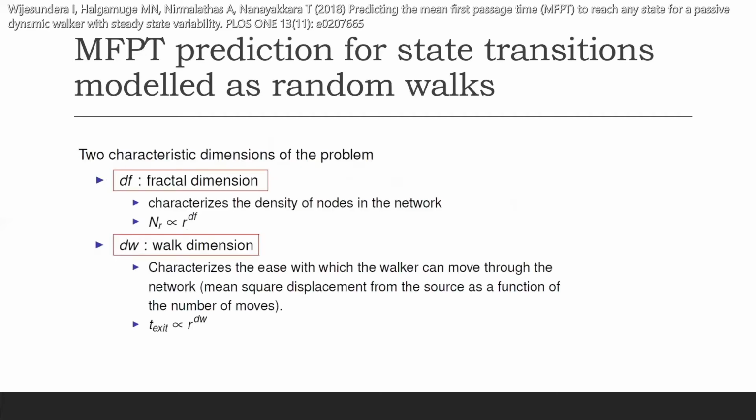So generally, random walks are described in terms of 2 characteristic dimensions. The first is the fractal dimension, or DF, as we call it here, which characterizes the density of the nodes in the network. It's usually calculated using this equation, where NR is the number of nodes within a sphere of radius R. And then the other one is the walk dimension, which characterizes the ease with which the walker can move through the network. And it's calculated using the exit time for the walker of a sphere of R radius.